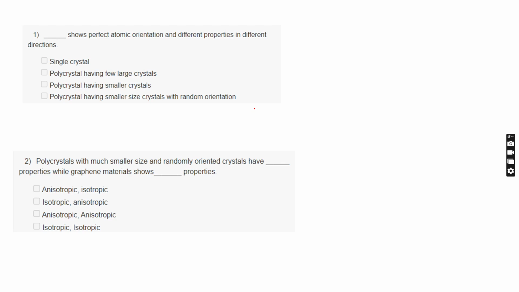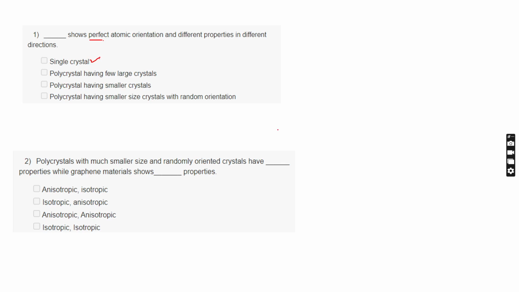So here the first question: dash shows perfect atomic orientation and different properties in different directions. The options are single crystal, polycrystals having a few large crystals, polycrystal having smaller crystals, and polycrystal having smaller size crystals with random orientation. So here you have to see the point of perfect atomic orientation and different properties in different directions, and the answer will be single crystal. Now see the next question.